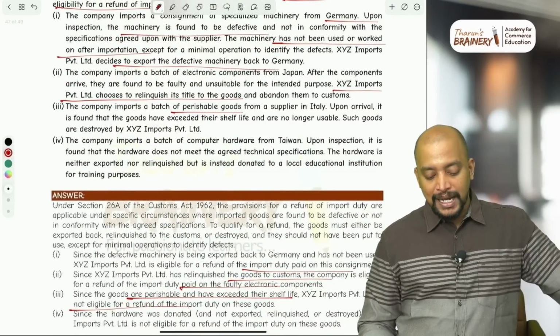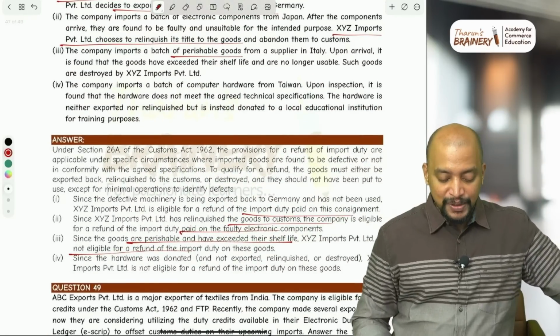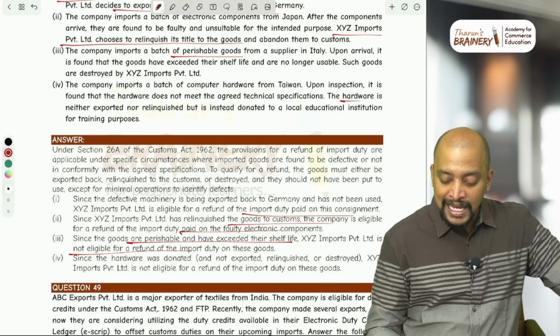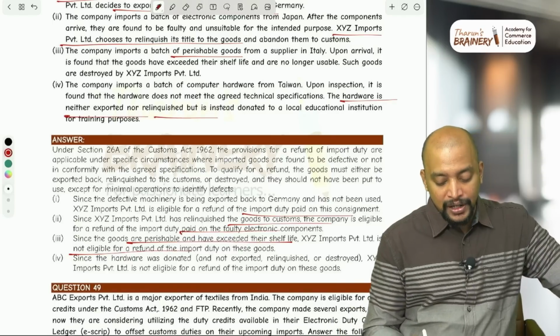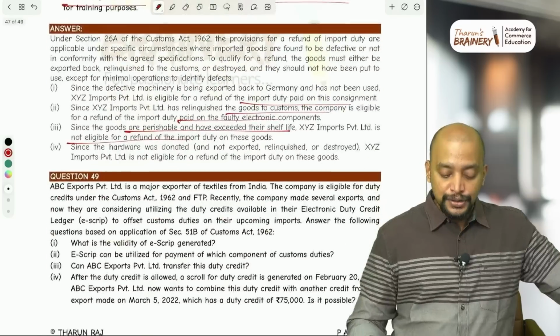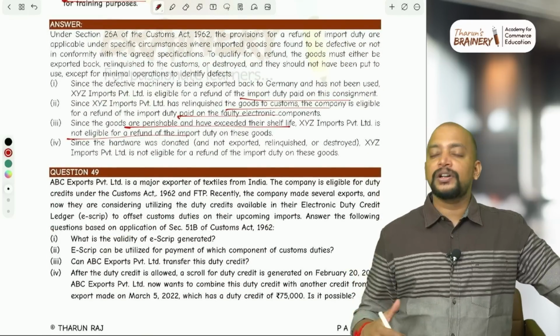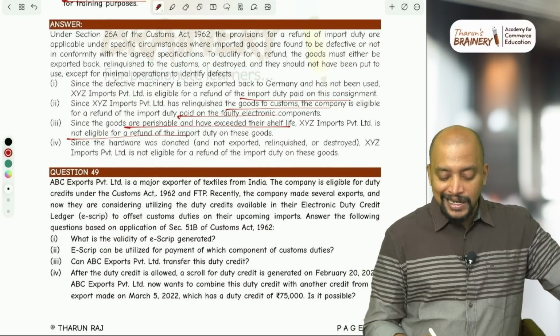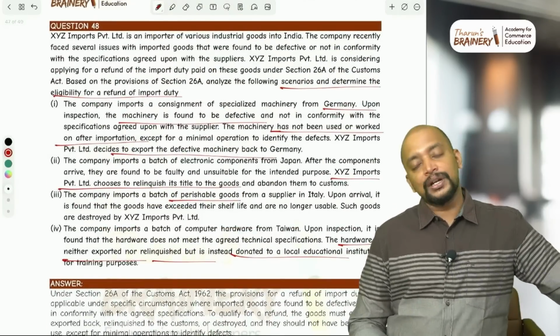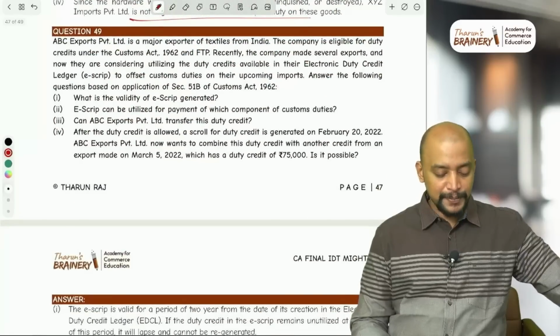The company imports a batch of computer hardware from Taiwan. Upon inspection, it is found that the hardware does not meet the agreed technical specification. The hardware is neither exported nor relinquished, but instead donated. No, you will not get refund under 26A. So it should be what? Either exported or destroyed or relinquished. In any other case, you will not get the refund under 26A. This is a question related to refund under customs.